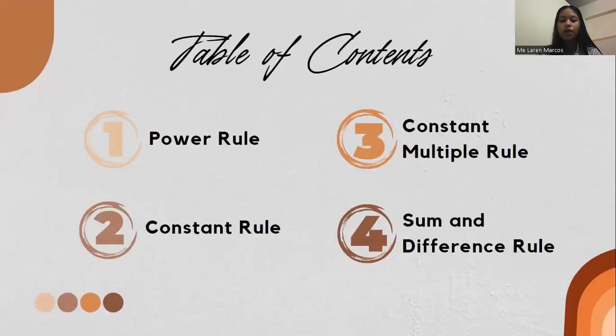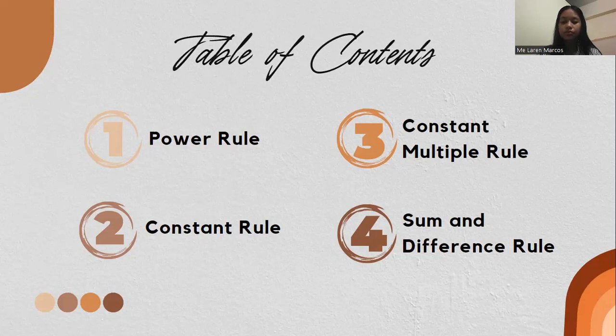So here is our table of contents. One, we have power rule. Second, we have constant rule. Third, we have constant multiple rule. And last, we have sum and difference rule.